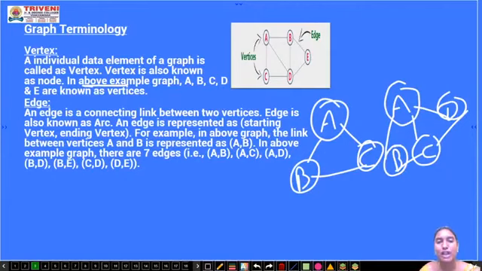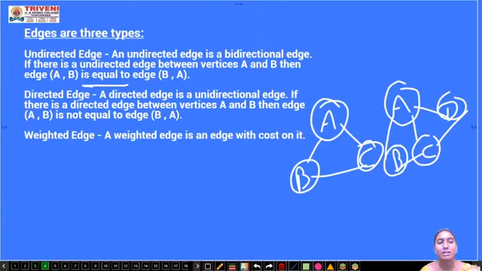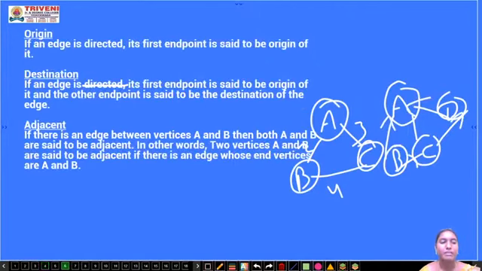Where it starts from and where it ends, that is what we call an edge. Edges are of 3 types: directed, undirected, weighted edge. So here, weighted edge means each edge has some value, that is called the weighted edge. That is the cost of the edge. Undirected means there are no directions. Directed means it has a direction from one node to another node. That is the directed edge.